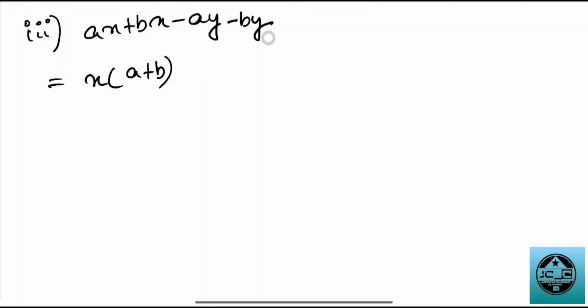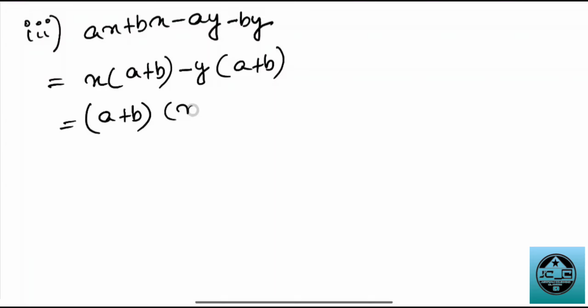Now from this, the other part is all minus, but we need plus, so take minus common, minus y. What else remains here? a plus b. So a plus b common, then x minus y. Clear? This is the final answer. Now let's move to the fourth one.